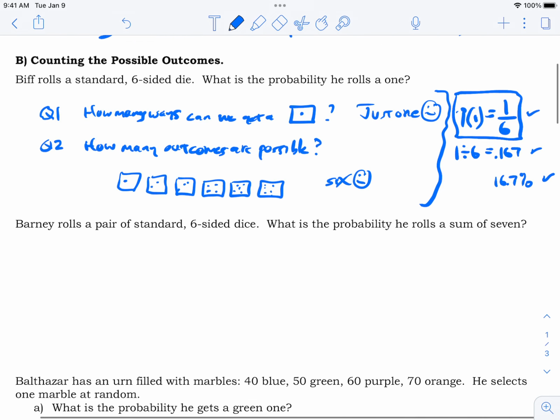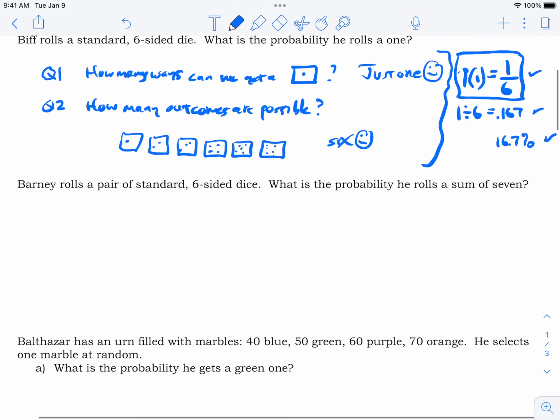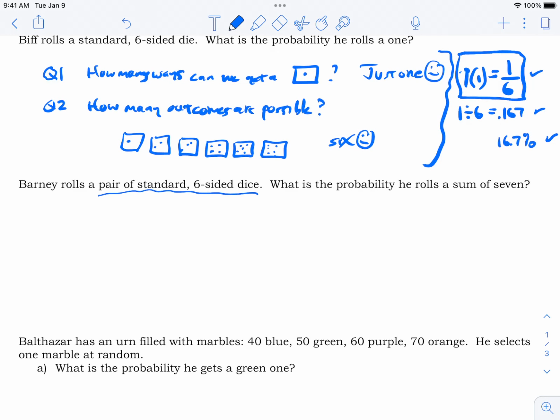Let's look at a couple more examples here. Barney rolls a pair of dice, 2 of them. And so what's the probability he gets a sum of 7? Okay, well, I always think about what I'm looking for first. So question 1, how many ways to get a 7? How many ways to get a sum of 7, if I want to be precise?